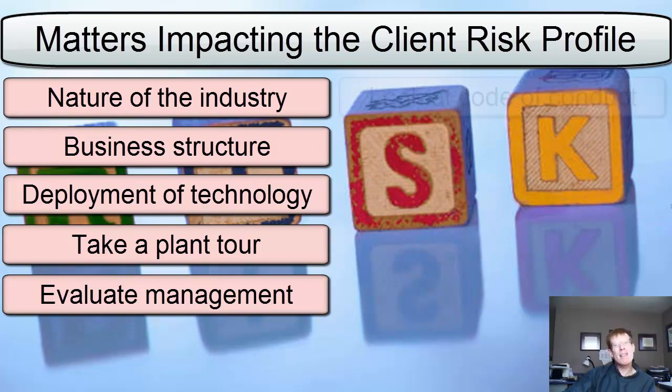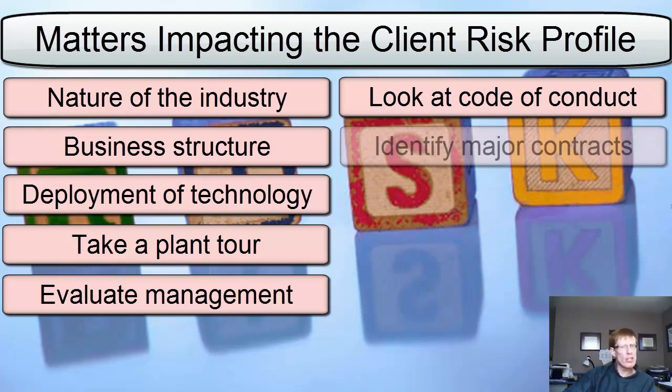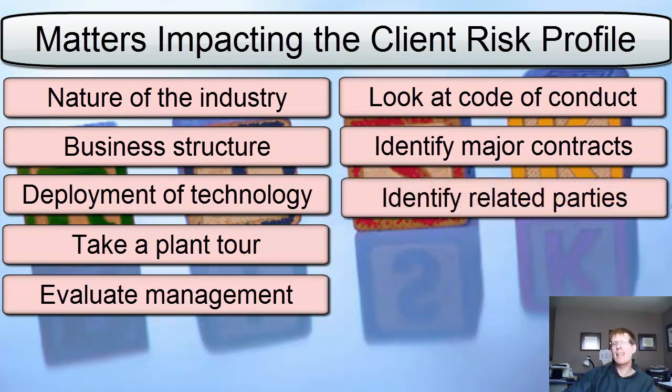The auditors will spend time looking at the ethical code of conduct and any violations in the code and the actions taken by the company. The auditor will identify and read major contracts. The auditor will identify related parties so that later they can ensure that all transactions with related parties have been identified and disclosed. More importantly, they need to consider the business risks associated with transactions with related parties.